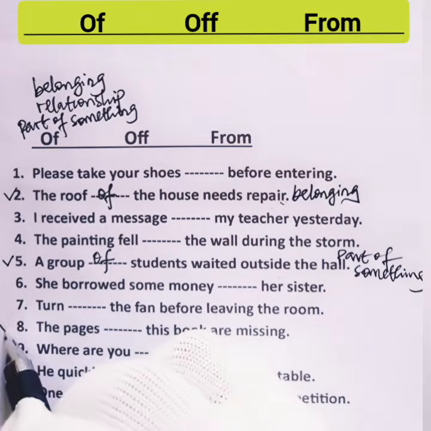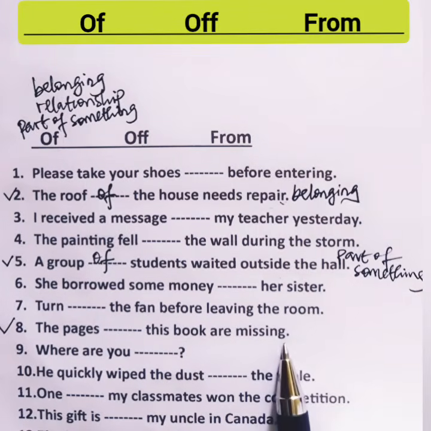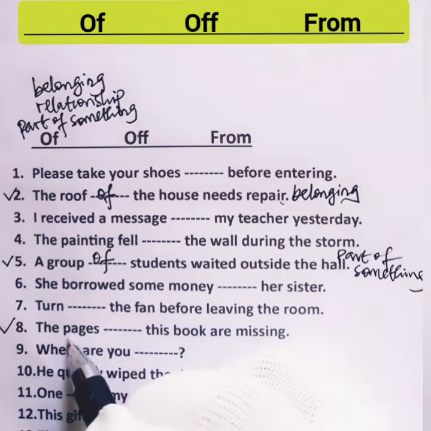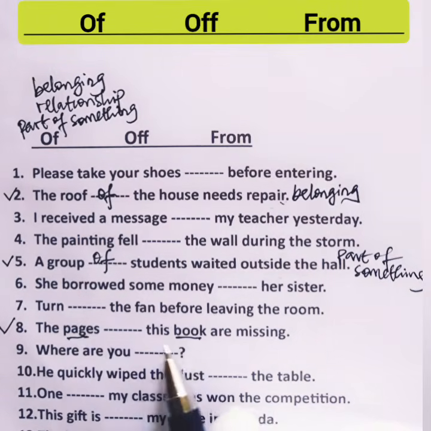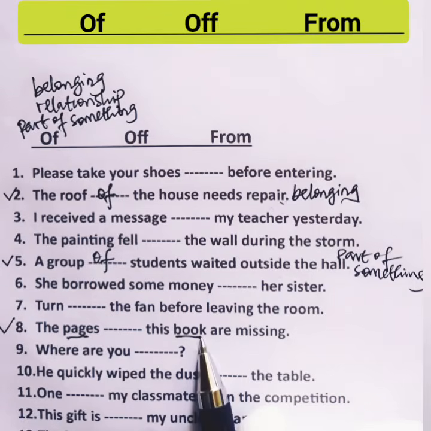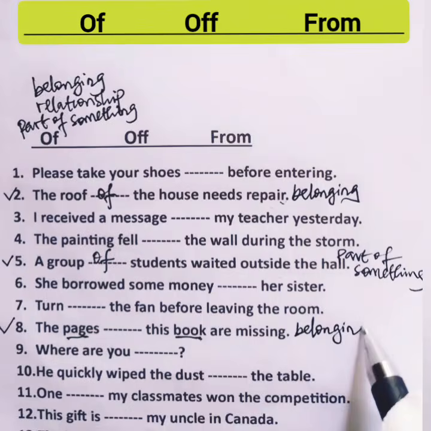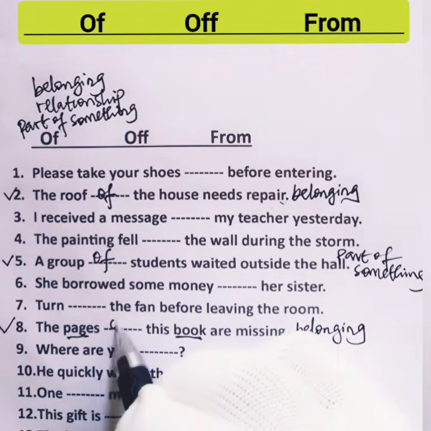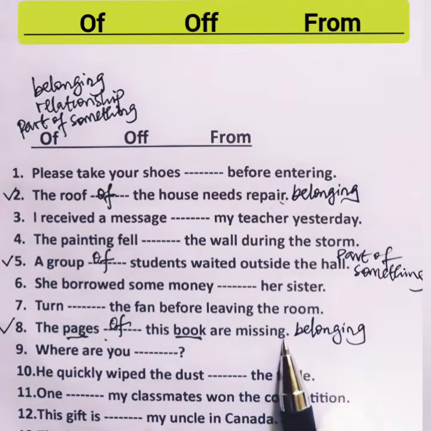Number 8. The pages blank this book are missing. Here we have pages and book. The pages belong to the book. So it's about belonging. So of is correct. The pages of this book are missing.